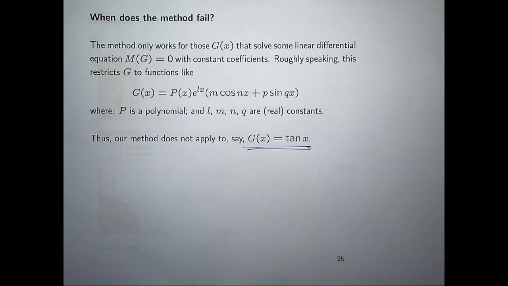So this is why we say our right-hand side has to be nice. It means that we can annihilate it through some sort of linear differential operator with constant coefficients.